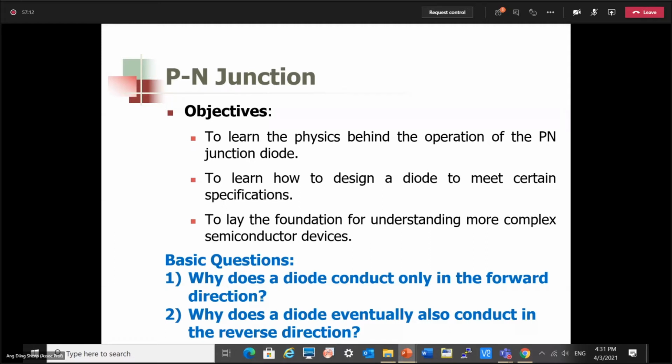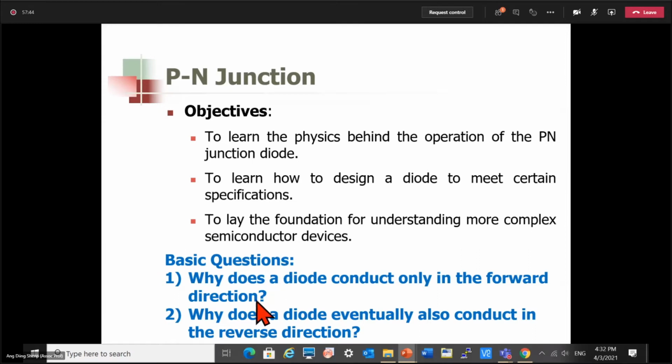All right, so let me state the specific objectives of this topic. We want to learn the physics behind the operation of the PN junction diode, as that will help us design a diode that can meet certain specifications, as well as serve as a foundation for understanding other more complicated semiconductor devices such as the BJT or the MOSFET, and so on. There are many, many more semiconductor devices.